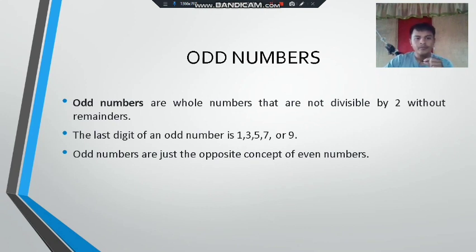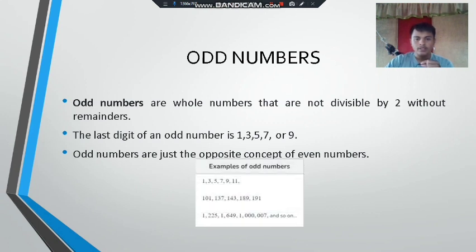Odd numbers. Odd numbers are whole numbers that are not divisible by 2 without remainders. The last digit of an odd number is 1, 3, 5, 7, or 9. Odd numbers are just the opposite concept of even numbers. Examples of odd numbers are 1, 3, 5, 7, 9, 11, until 101 and to thousands, and so on.